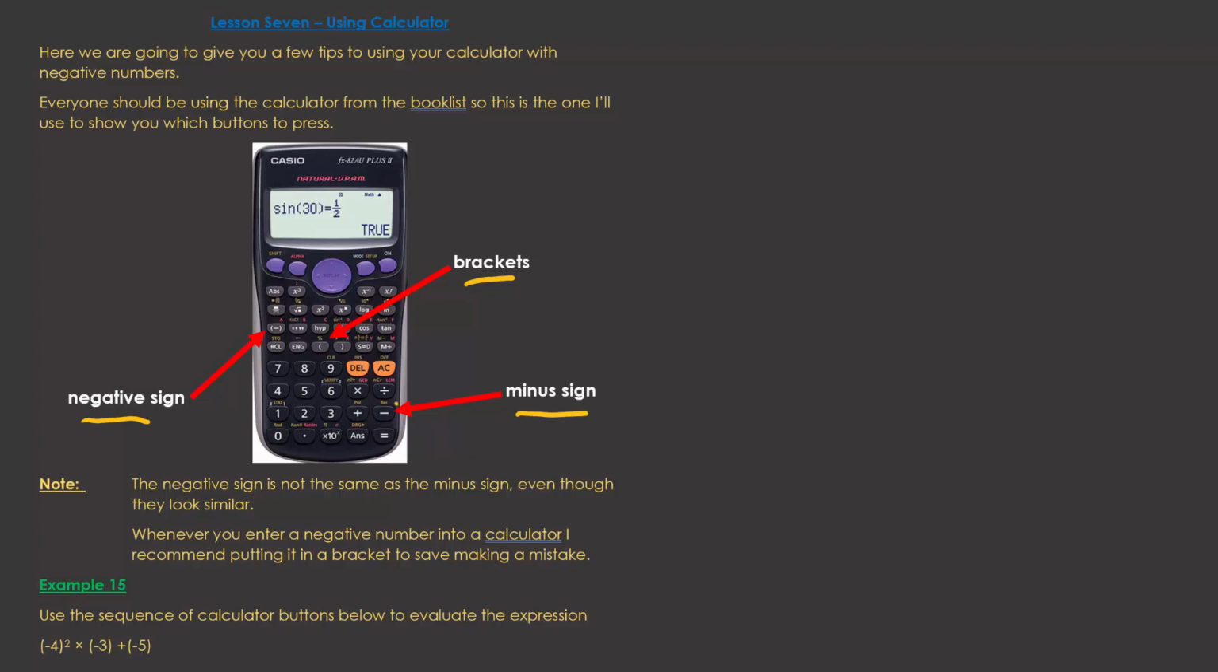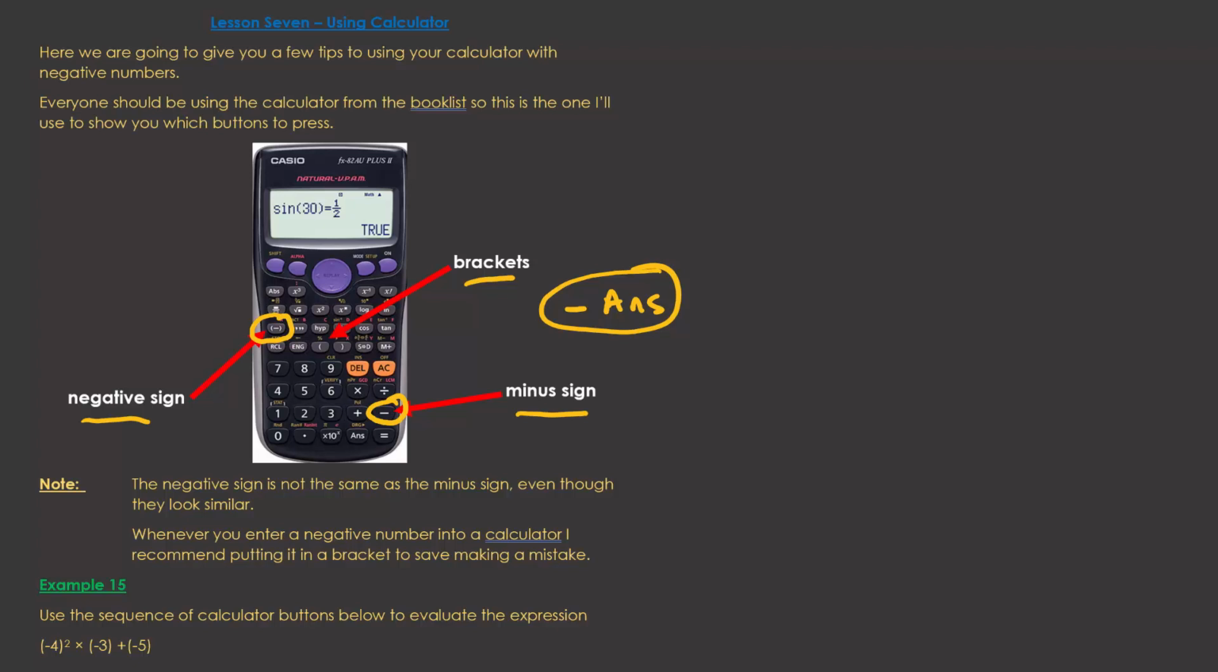Where it says minus sign there, just be careful. Whenever you start a calculation, you need to press this one instead of that one. If you press that one, it will just put minus the last answer into the screen.